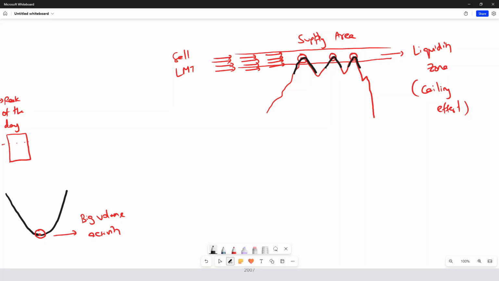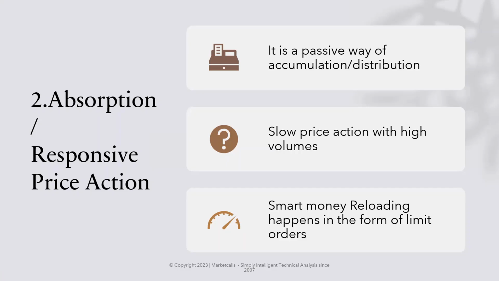Now such a zone is what we call an absorption zone. Absorption. That is how absorption is different from the initiative drive. Still, volumes will be high around those levels. Anyways, coming back to the topic, I'm sure now you have a pretty good understanding of absorption. Absorption is also called a responsive auction, another name for it.